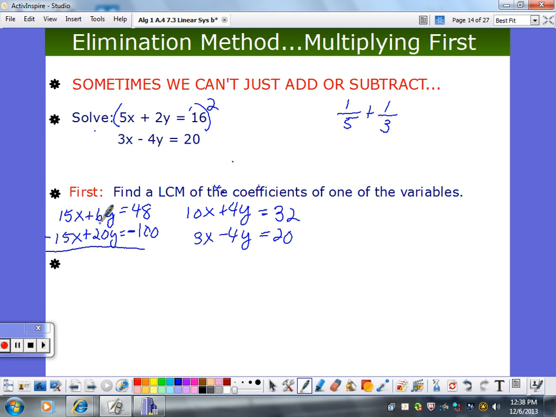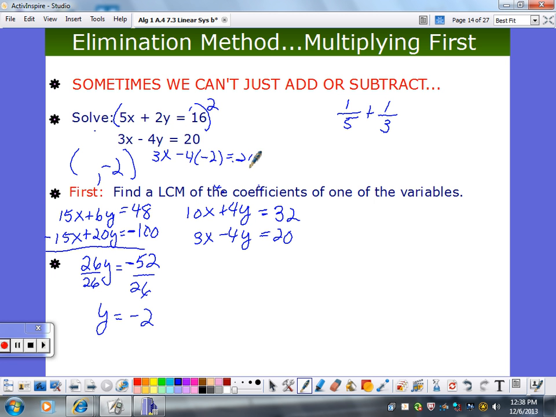Gone, right? So what do I have here? 26y equals negative 52. Divide both sides by 26, right? So what's y? Negative 2. And I would plug back into this equation. I would go up here, either one. 3x plus 8 equals 20. So 3x equals, I'll say 18. X equals 6. Hopefully I did that right.